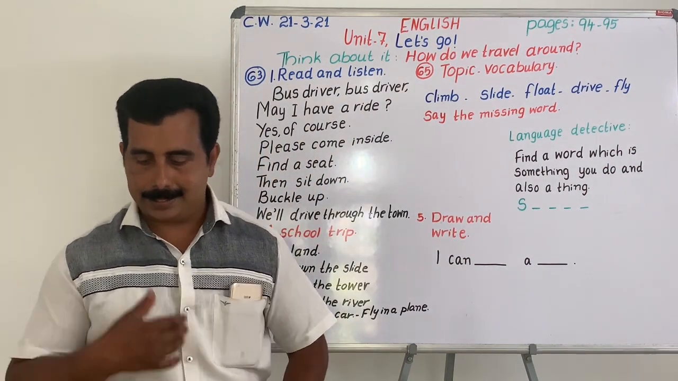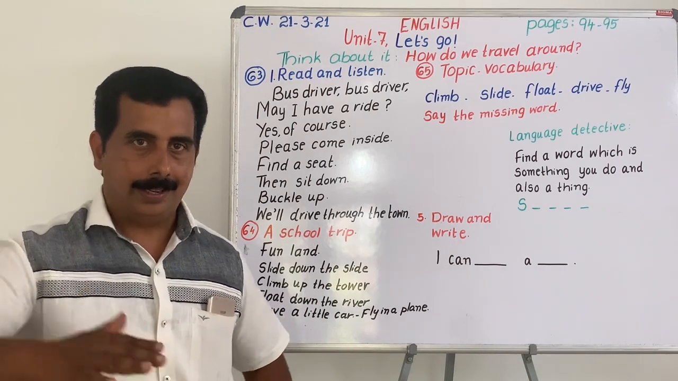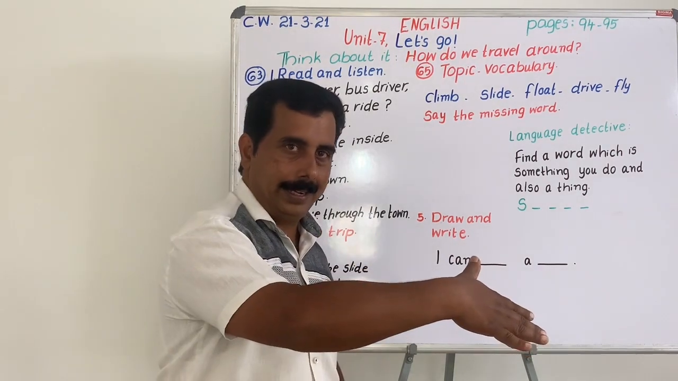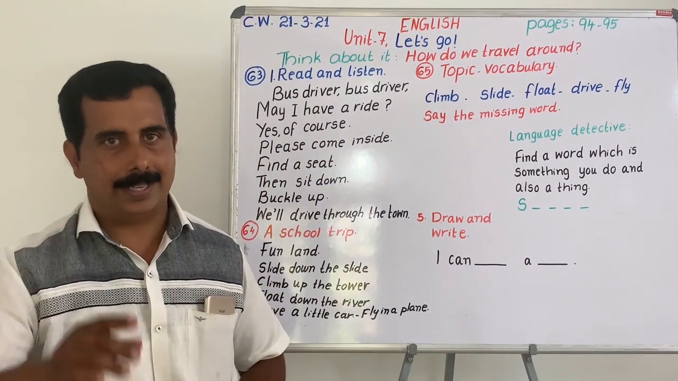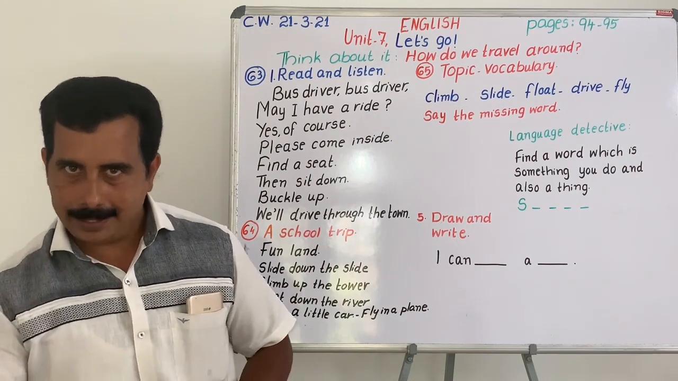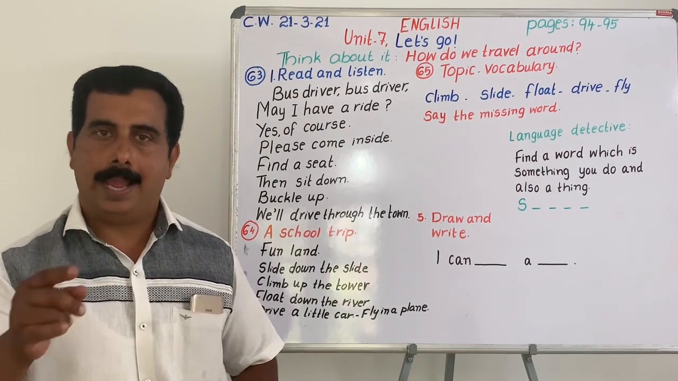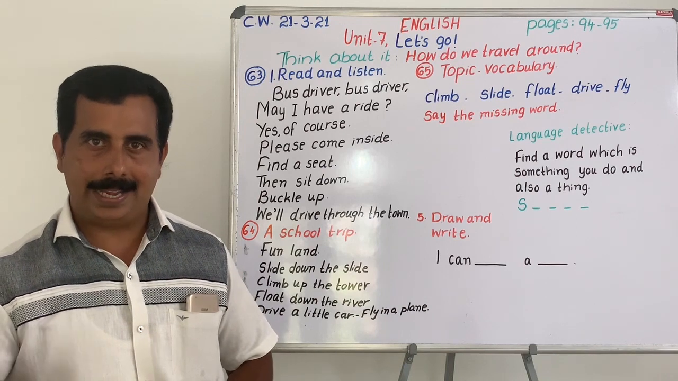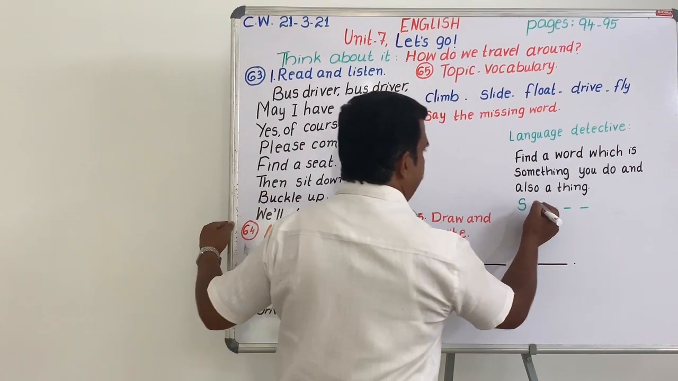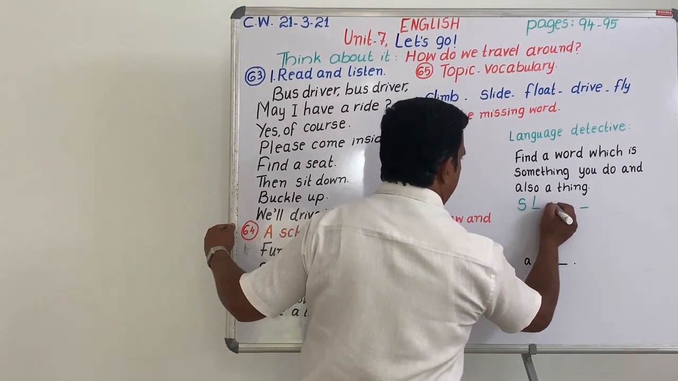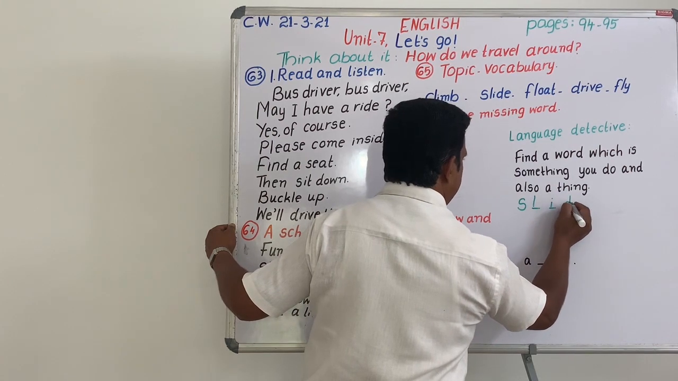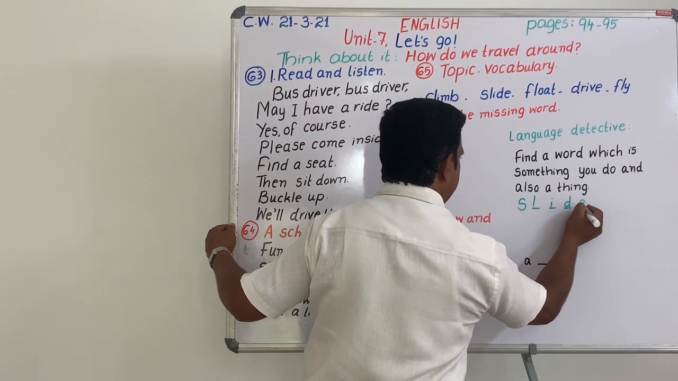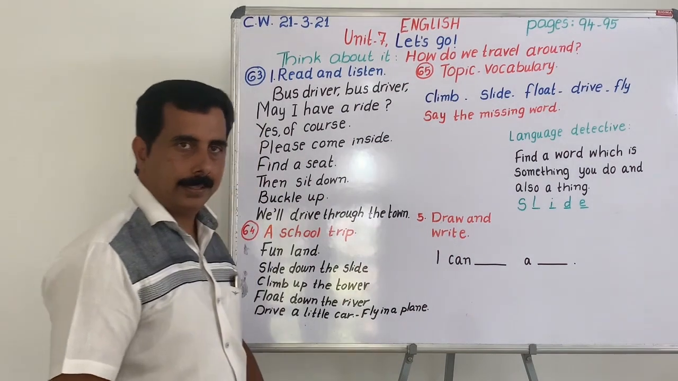Okay. I can slide down the slide. Action is sliding. The equipment is also a slide. Both are the same. The thing is the same and the action or the activity is the same. So what is the name? Yes, right there, children. S-L-I-D-E, slide. Okay, slide. Got it?